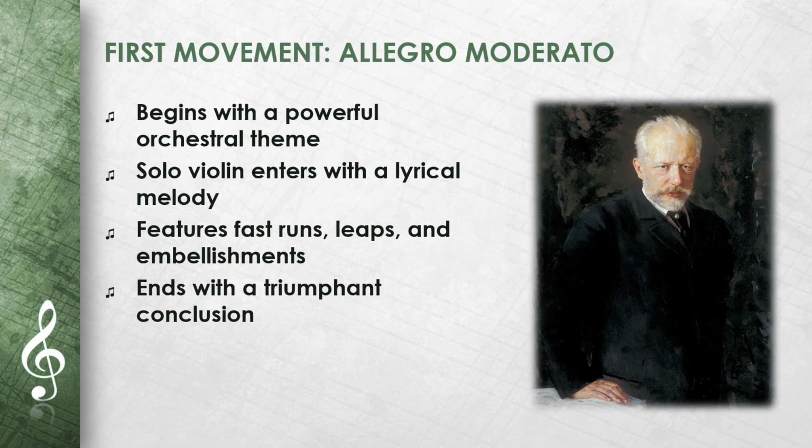The first movement begins with a powerful theme played by the orchestra. The solo violin then enters with a lyrical melody that is developed throughout the movement. There are many fast runs, leaps, and embellishments that show the virtuosity of the soloist. In the middle section, there is a short cadenza in which the solo violin plays alone. The movement ends with a triumphant conclusion.